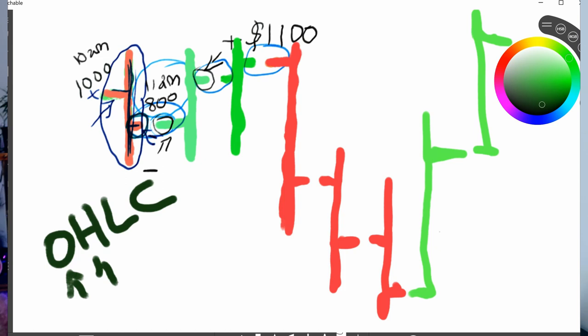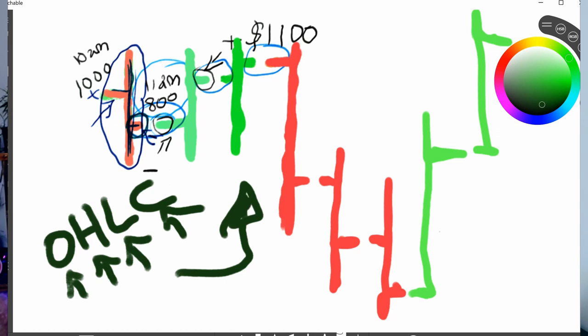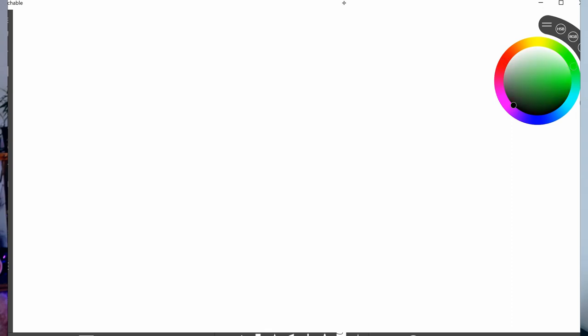Open, high, low, close. And that's the name of these bars. Okay, so now we are actually going to see what candlesticks are. Now that you understand what OHLC bars are, it's going to be a lot easier for you to understand what a candlestick is. We're going to take an OHLC bar as an example. Let's go ahead and make it green. So price started here, went up and down, and then maybe it closed about up here.